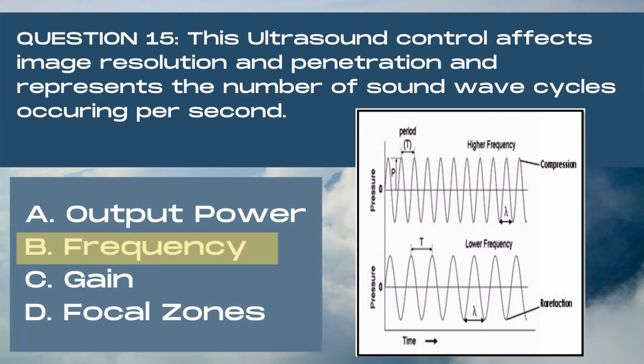Frequency is the number of sound wave cycles occurring per second. The higher the frequency, the higher the image resolution, but the lower the ability to penetrate through the tissue. And conversely, the lower the frequency, the higher the level of penetration, but the lower the image resolution. Ideally in the breast, you want to use the highest frequency that allows adequate penetration throughout the breast tissue.